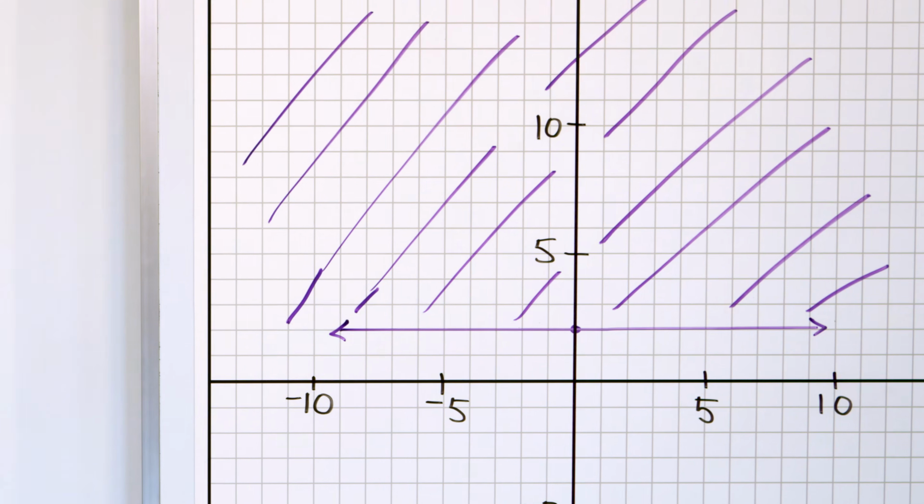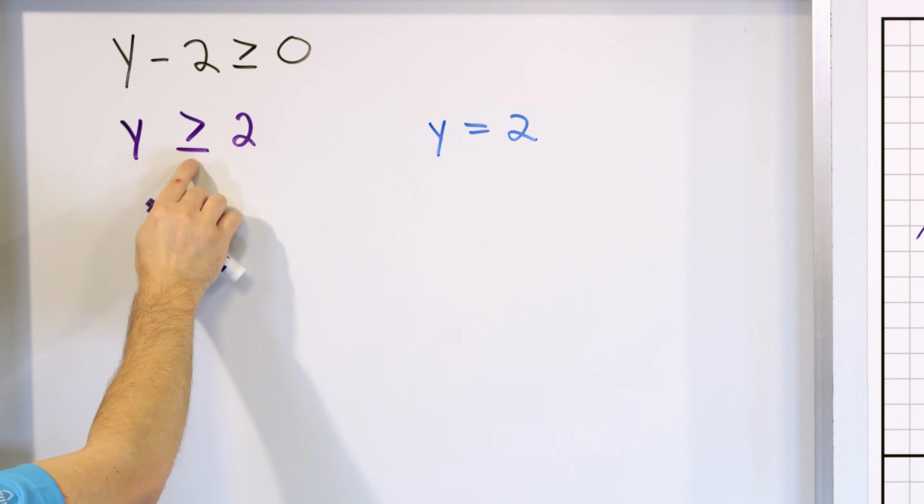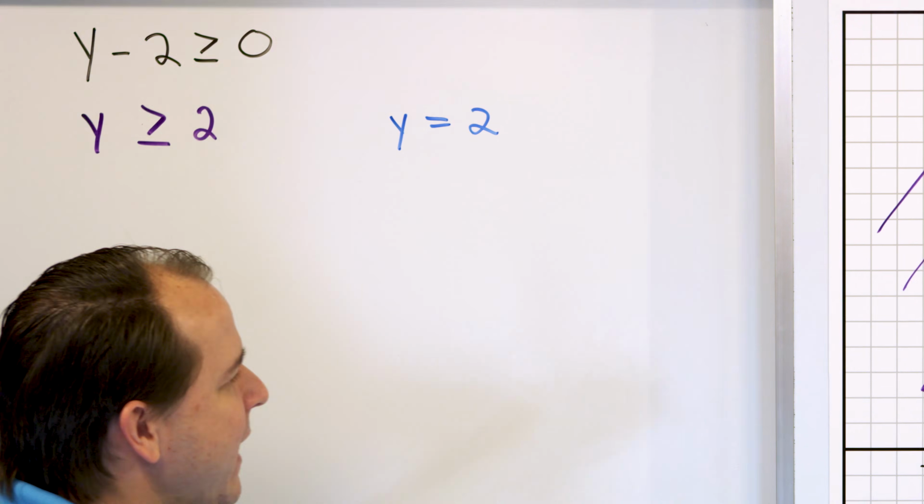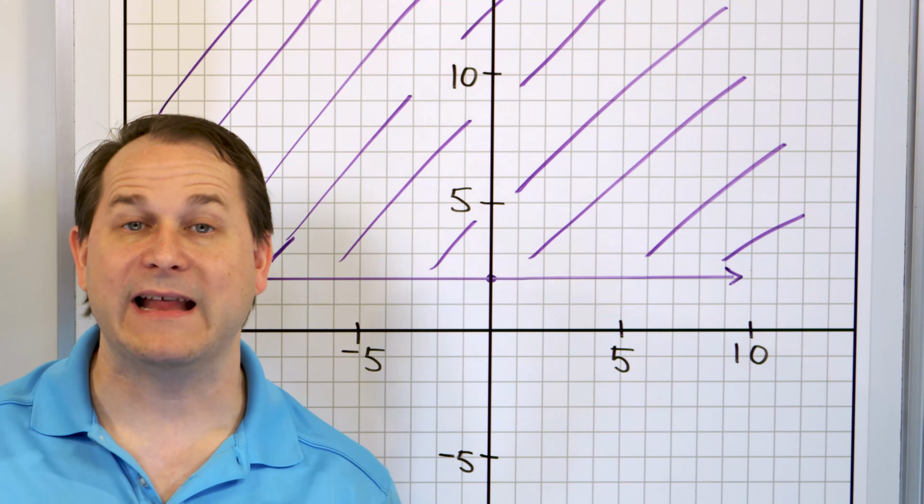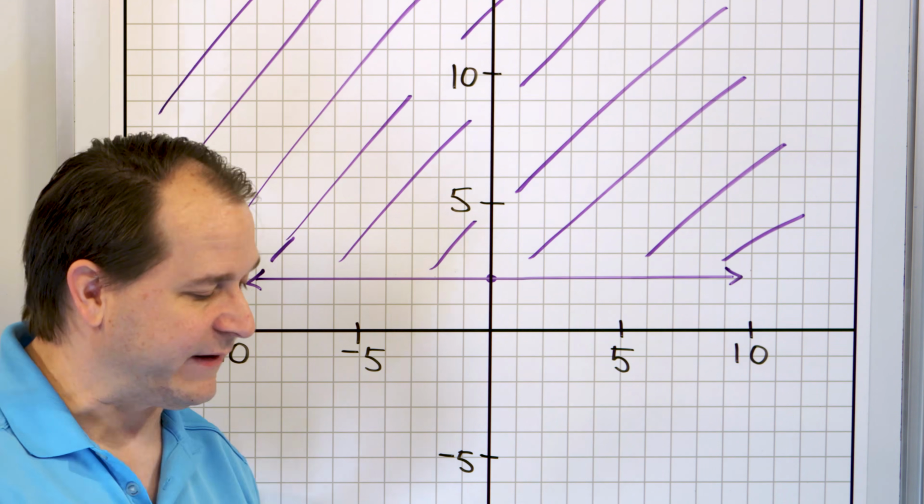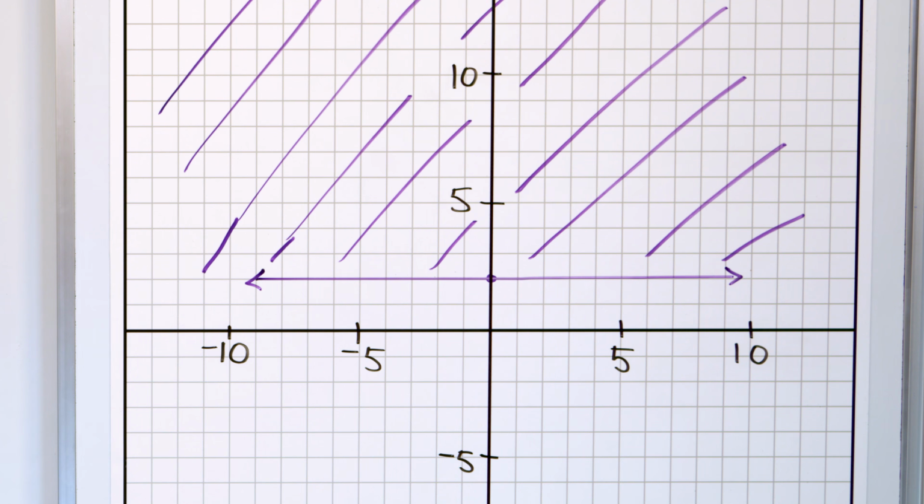And in the next problem, we'll take away the equal to and make it greater than without an equal to. If you have that, you'll put a dash line, because in that case, you're not including the points that are actually on the line. All right, so let me go and erase this and we'll do the next one.